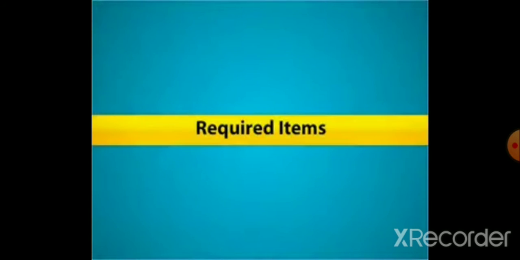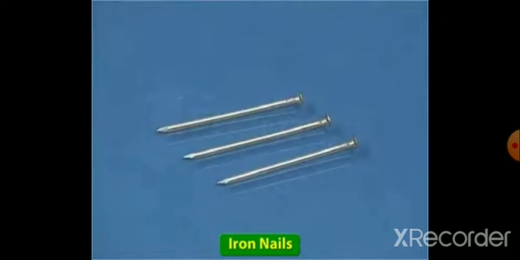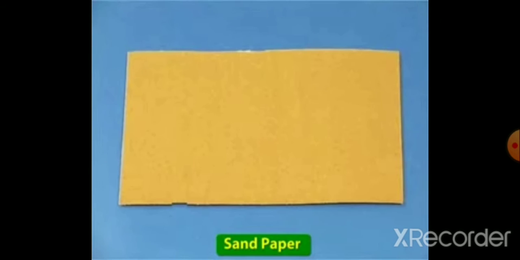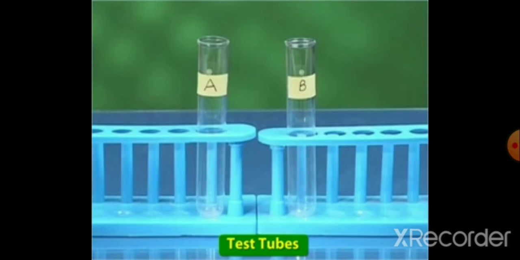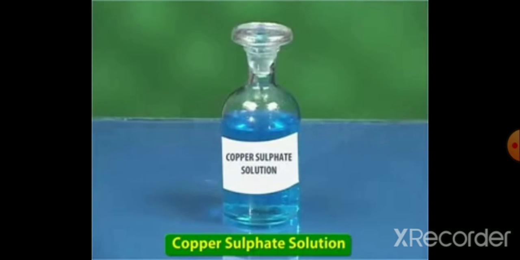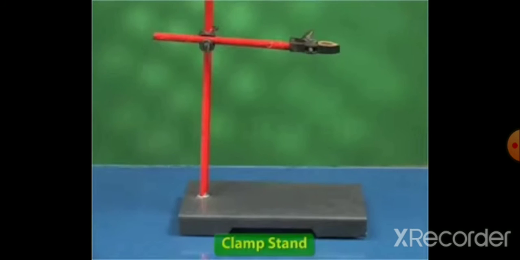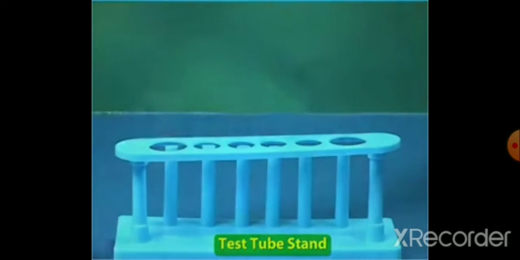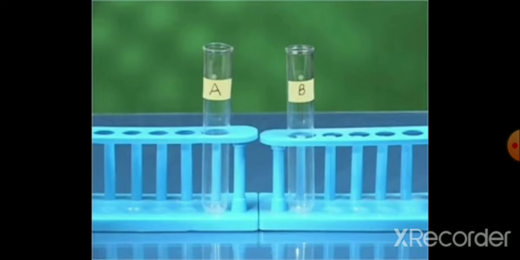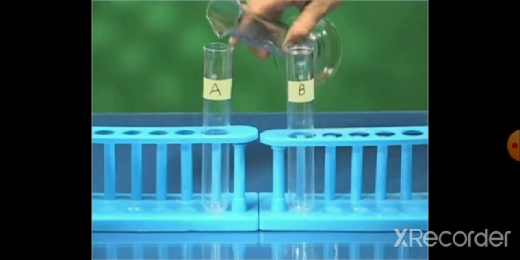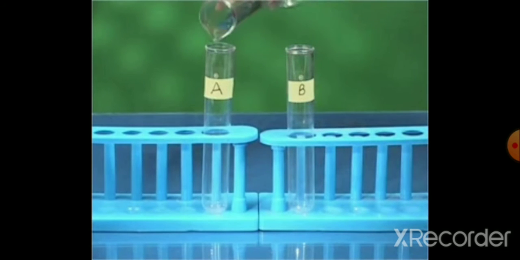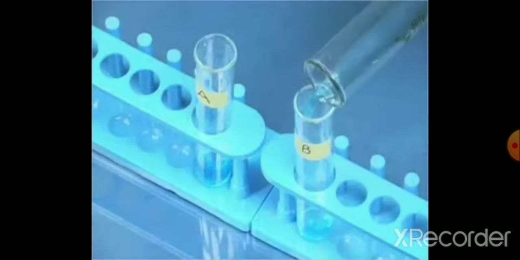The required items are: first, 3 iron nails, second, sandpaper, third, test tubes labeled A and B, copper sulfate solution, thread, clamp stand. This is the test tube stand. Now here we can see that we have taken 2 test tubes and we have labeled them as A and B. Now in both we have to pour the copper sulfate solution.